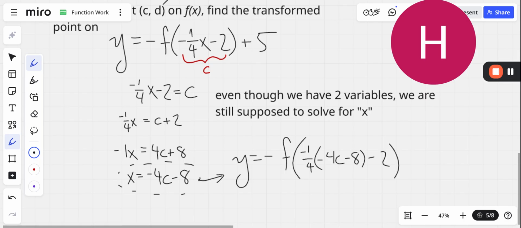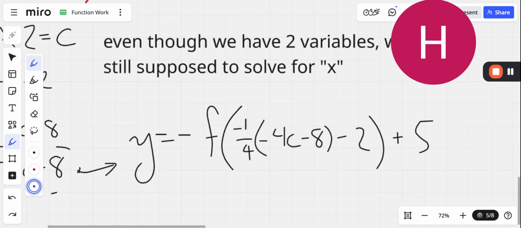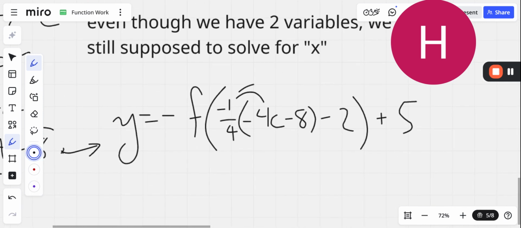Now, technically, at this step, you could just turn all of this into a c, but I'd rather plug in the x to show you that we're going to end up with c on the inside. So let's multiply by negative 1/4 inside, and that's going to give us positive 1c and positive 2.